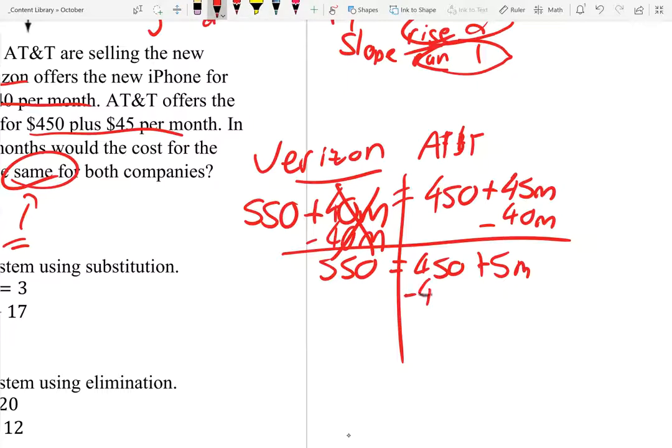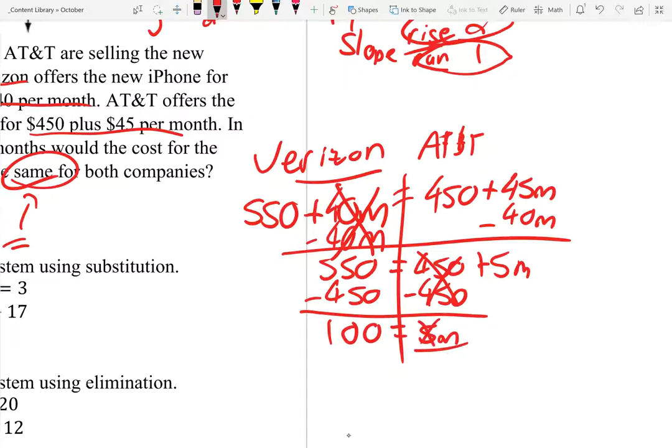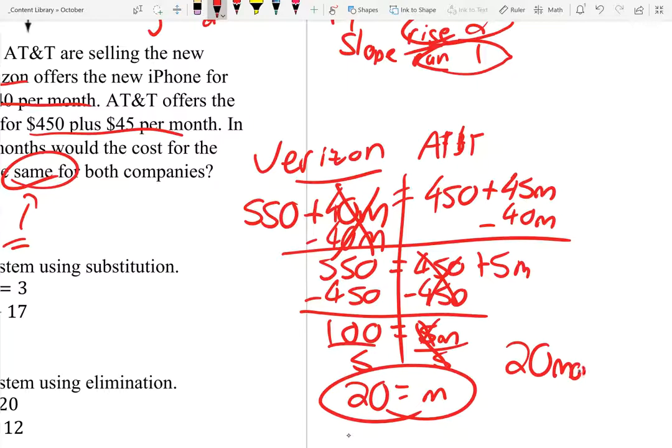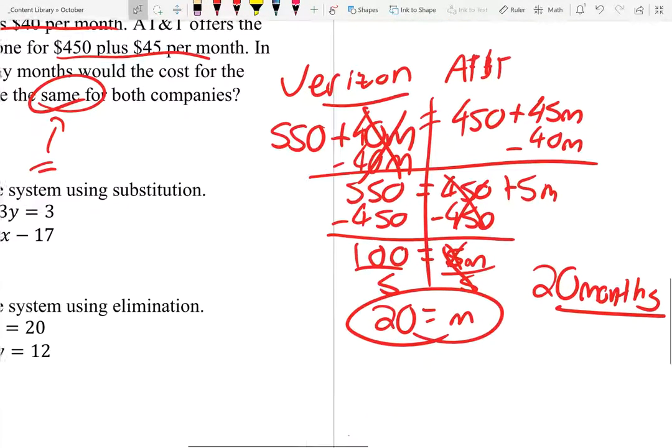Canceling out 450 means subtracting 450, right? 450 minus 450 cancels out, and we move it over here. So now that's going to be 100 equals 5M. To cancel out the 5, I'll have to divide by 5. I'll divide by 5 to cancel it out there, and 100 divided by 5 simplifies to 20. So my answer is 20 months. In 20 months, both phones will cost the same amount.